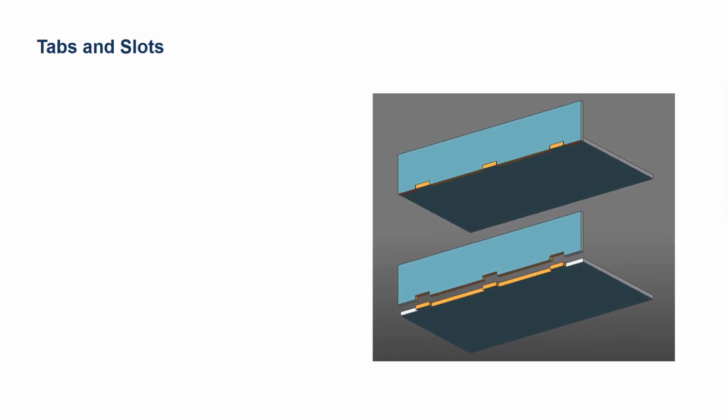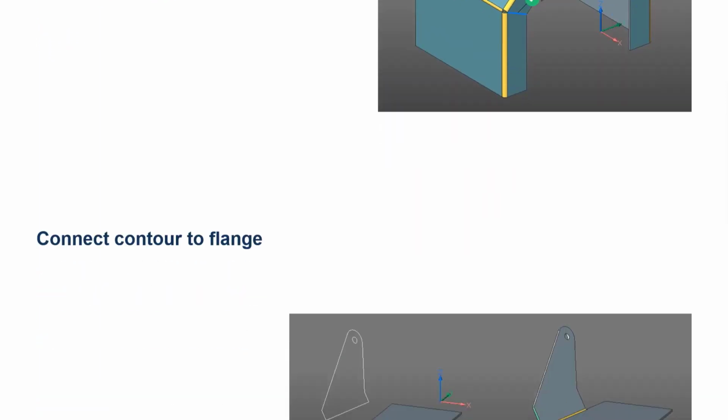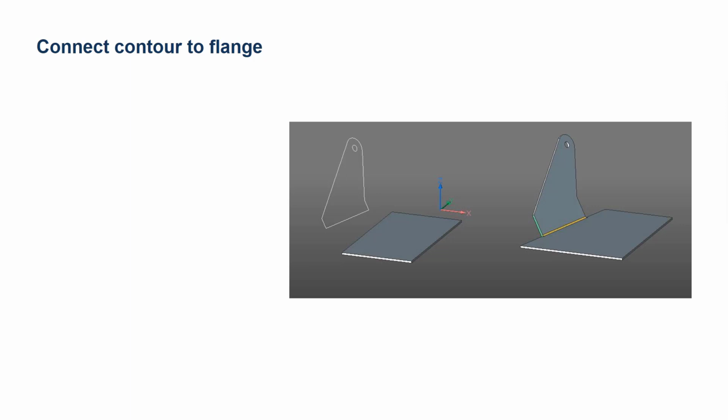Now, tabs and slots. It's to guarantee the positioning between two parts. So you will see that we have made something which is editable and very easy to use. Third, we have used the propagate function, which exists elsewhere in BricsCAD, and we have applied it for several things, and I will show you how to apply it with the split function, and you will see it is very comfortable.